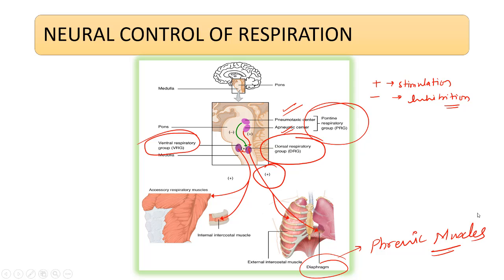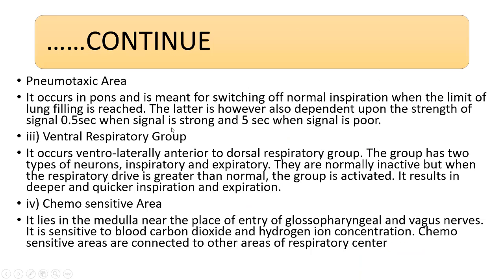Okay. Internal intercostal muscles are basically stimulated by the ventral respiratory group. Or the accessory respiratory muscles are also activated by the ventral respiratory group. Pneumotaxic area. So after the dorsal respiratory group, we are going to discuss the pneumotaxic area.